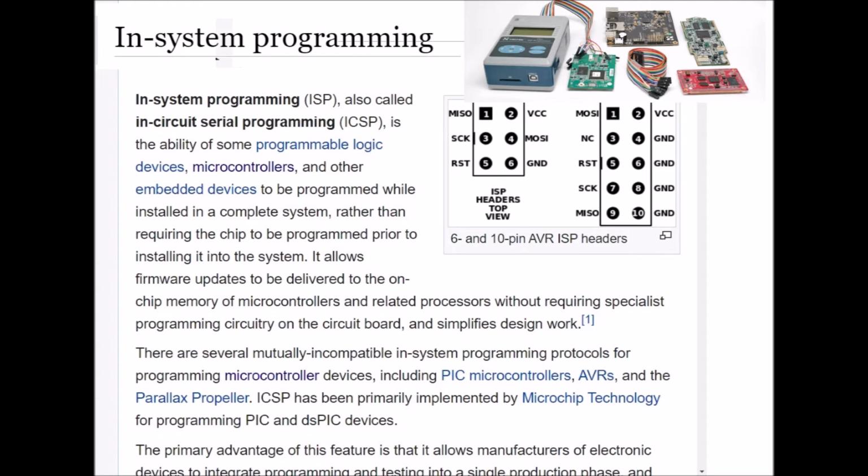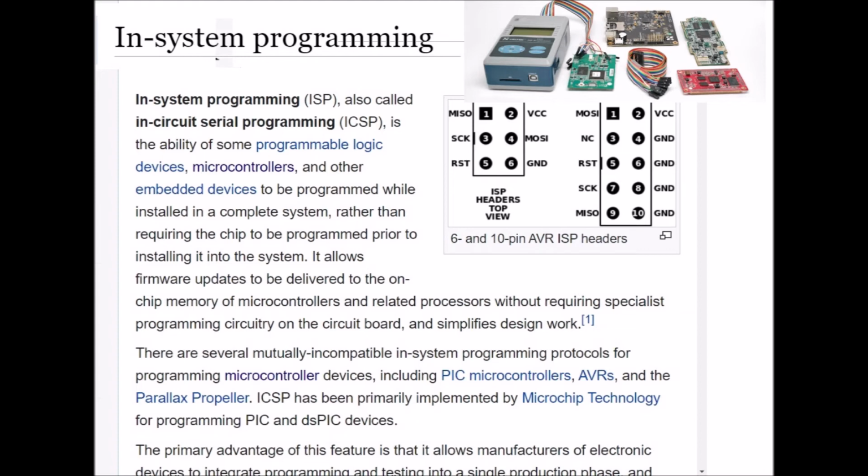There are several mutually incompatible in-system programming protocols for programming microcontroller devices, including PIC microcontrollers, AVRs, and the Parallax Propeller. ICSP has been primarily implemented by Microchip Technology for programming PICs and the dsPIC devices.